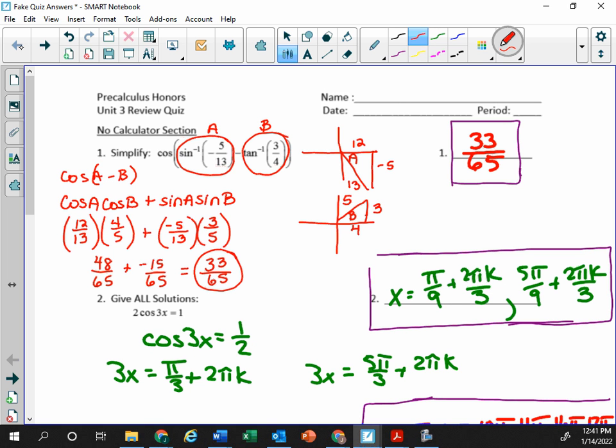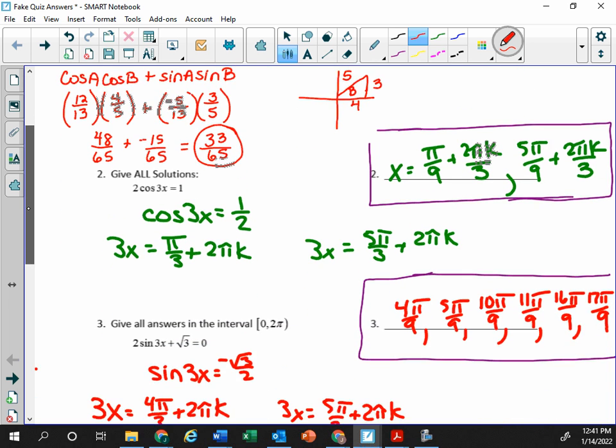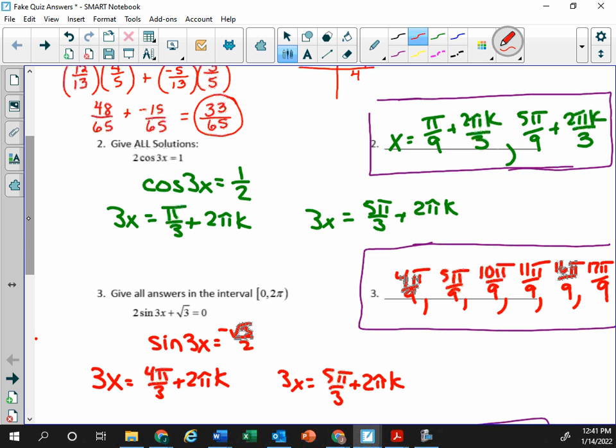give all solutions. This is where you have to leave the K or the N, depending on which format you're using in your answer. So for 2, we get pi over 9 plus 2 pi k over 3, and 5 pi over 9 plus 2 pi k over 3. And then for 3, since it says solve 0 to 2 pi, you actually have to do the fraction addition and find all 6 of those answers. So 4 pi over 9, 5 pi over 9, 10 pi over 9, 11 pi over 9, 16 pi over 9, and 17 pi over 9. They do not have to be in that order.